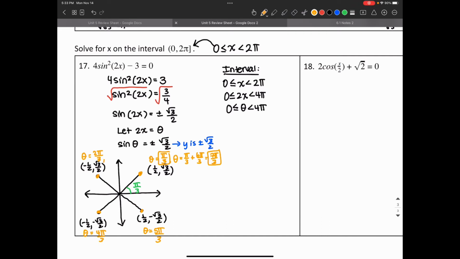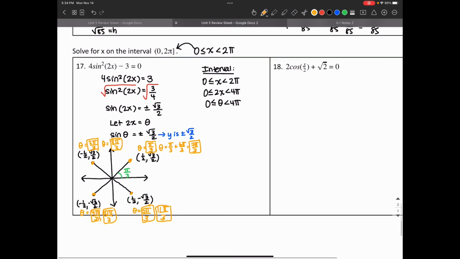For the second quadrant, I'll have 2 pi over 3, and another angle that I'll have is 2 pi over 3 plus 6 pi over 3, which is 8 pi over 3. And then for quadrant 3, I'll have 4 pi over 3 plus 6 pi over 3, which is 10 pi over 3. So I'll have these two angles, and then for the fourth quadrant, 5 pi over 3 plus 6 pi over 3, which is 11 pi over 3, will be my second angle. So I should have 8 angles total.